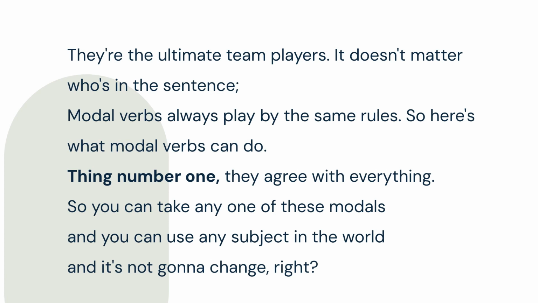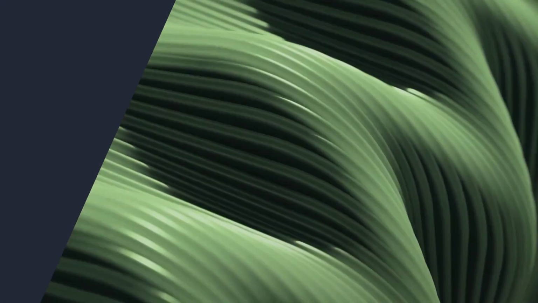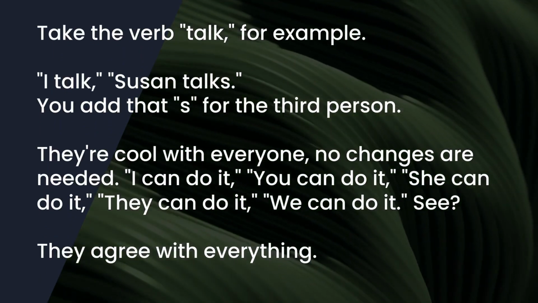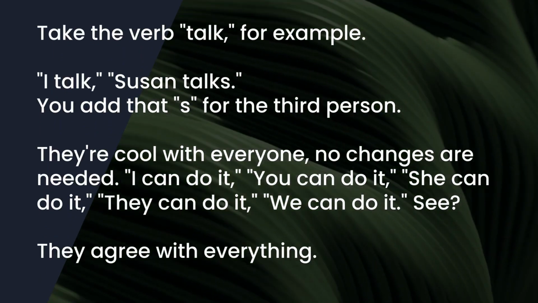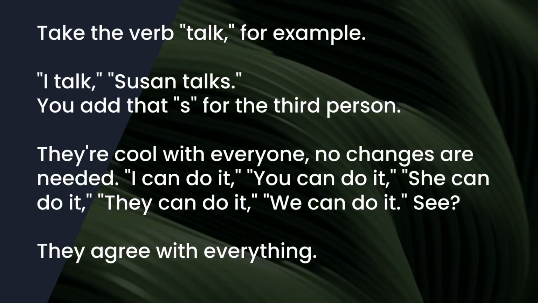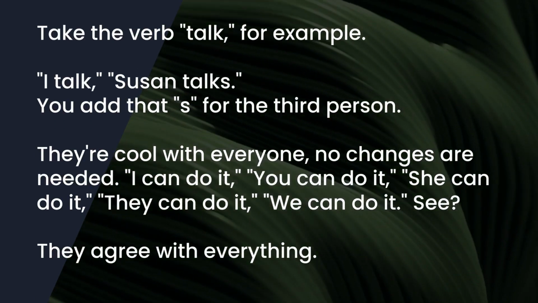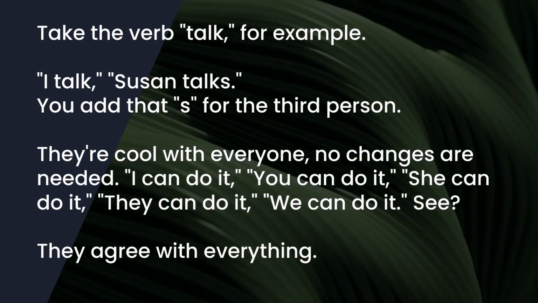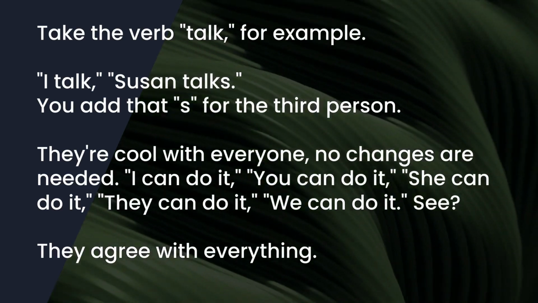So here's what modal verbs can do. Thing number one, they agree with everything. So you can take any one of these modals, and you can use any subject in the world. And it's not gonna change, right? Take the verb talk, for example. I talk, Susan talks. You add that S for the third person. They're cool with everyone, no changes are needed. I can do it, you can do it, she can do it, they can do it, we can do it. See, they agree with everything.